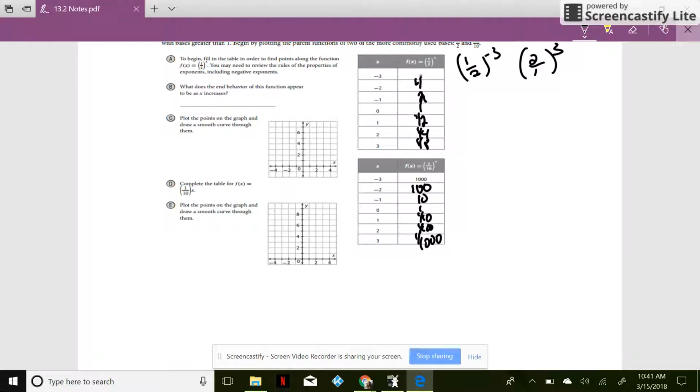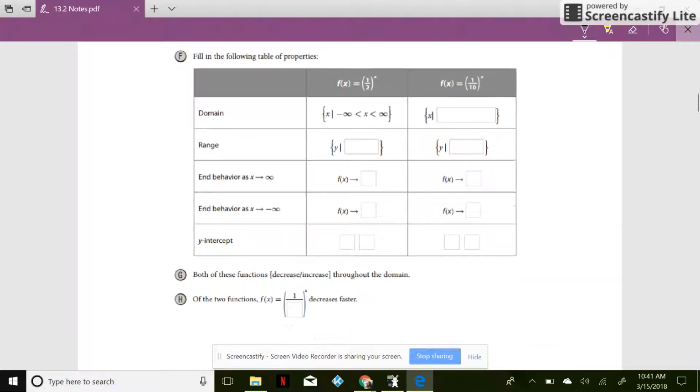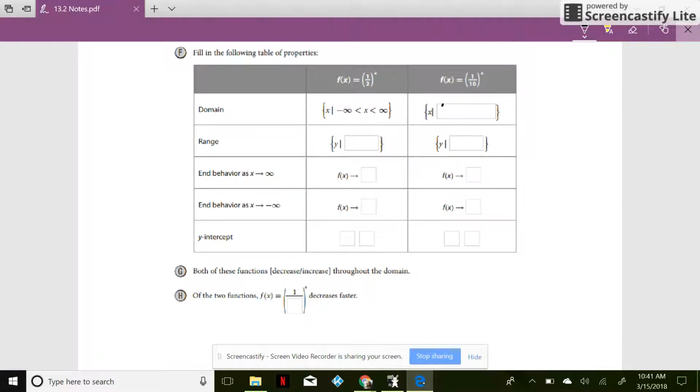values here. So you'll notice this time, if you graph these, the end behavior appears to go to 0. Our values are decreasing this time. So our domain on each one is going to be all real numbers, negative infinity to positive infinity. Our range is still y greater than 0. The end behavior, as x goes to infinity, our f of x values are going to be going to 0. As x goes to negative infinity, our functions are going to be going to infinity.